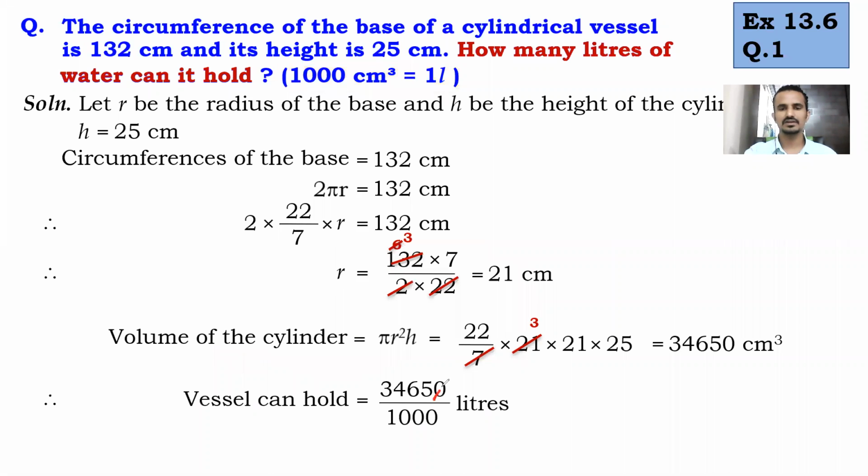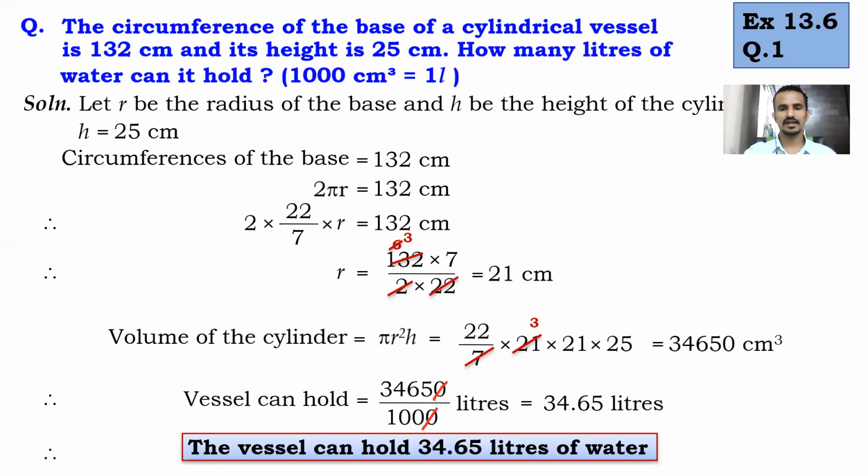Here you can cancel this 0. And it is 3,465 divided by 100. That will be 34.65 liters. So that's our final answer for this question. The vessel can hold 34.65 liter of water.